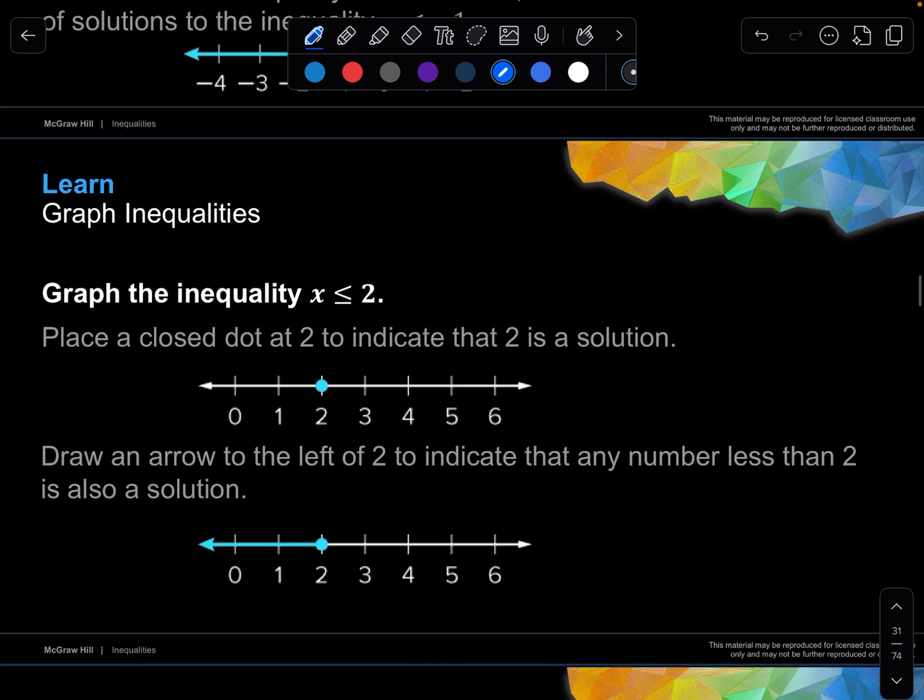Now let's take a look at x less than or equal to 2. We're going to place a dot at 2. This time, however, it's going to be a closed dot because it includes this. There is an equal to over here. And then we draw an arrow to the left to show any number less than 2 is also a solution.